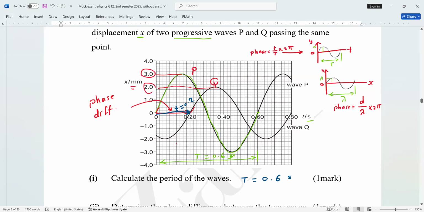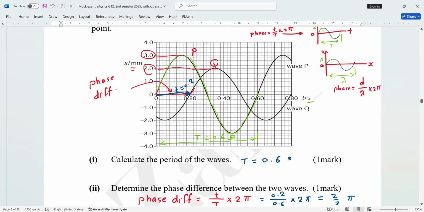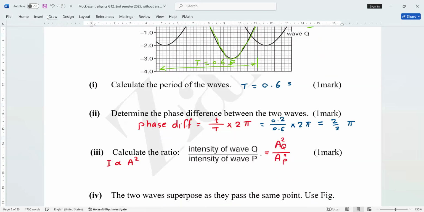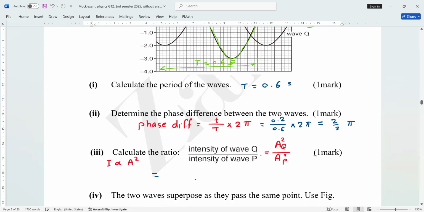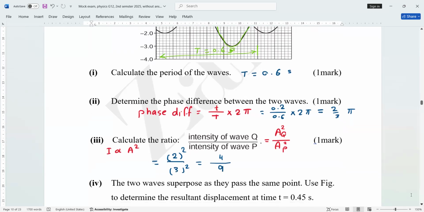Then the ratio equals the amplitude of Q, we said it's 2 millimeter, but the unit is not important because both of them are in millimeter. Then it's 2 squared over 3 squared. 2 squared is 4, 3 squared is 9. That's it. Now, next question or next part.